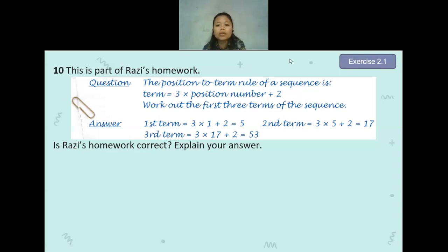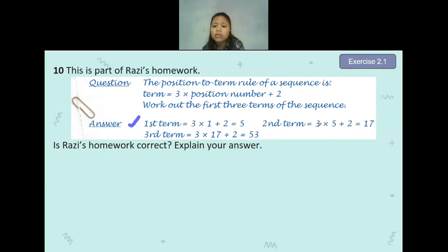Okay, the position-to-term rule of a sequence is 3 times position number plus 2. Now, this already has the working. The first term will be 3 times 1 plus 2, which equals 5. Do you agree with the first term? Yes. Okay, the first term, agree. Now, what about the second term? Do you agree with his second term?